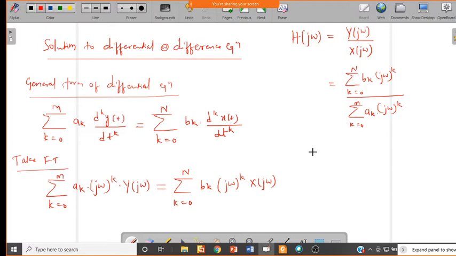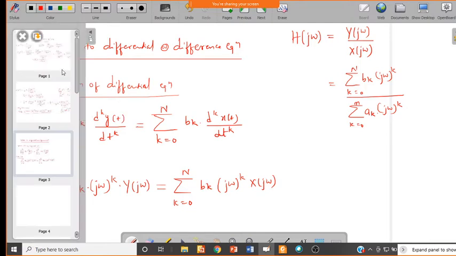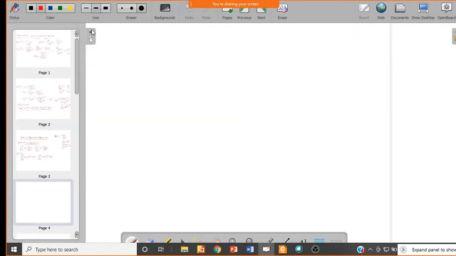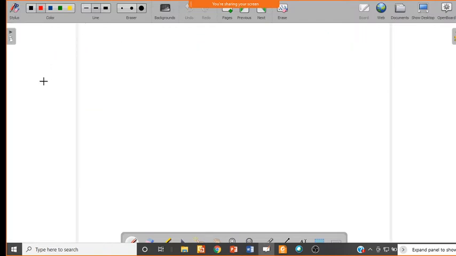Now for the difference equation, in the similar fashion we can write the general form of the frequency response. The general form is summation k equal to 0 to m, a_k into y of n minus k. This is the difference equation, general form. In the similar way we can write summation k equal to 0 to n, b_k into x of n minus k.